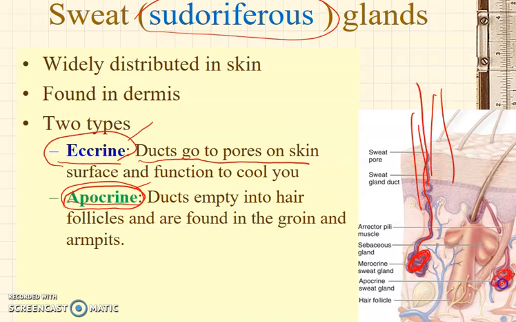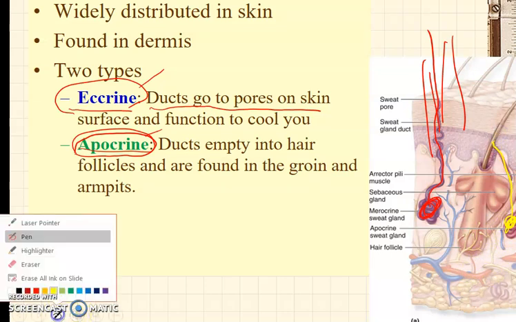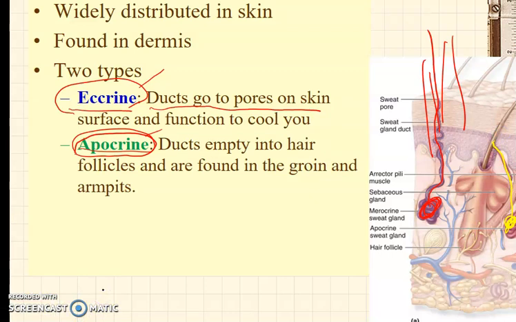Here's another. Oops, that's not an eccrine gland, that's an apocrine gland. How dare they make an apocrine gland look like an eccrine gland? So the apocrine gland, which should be further down, its duct goes to the hair follicle. That is one major difference, where the duct is going. Now the apocrine glands are found in the groin region and the axillary region.